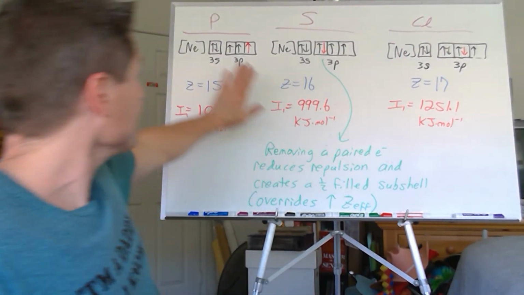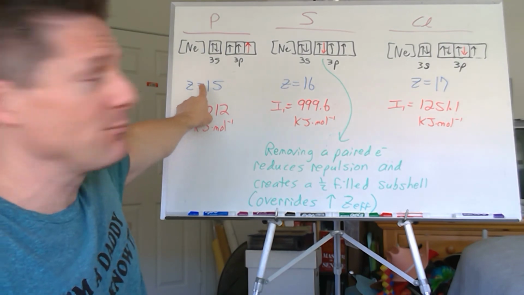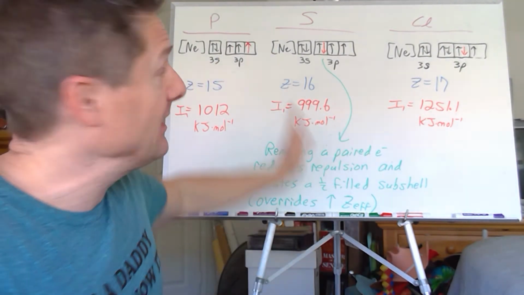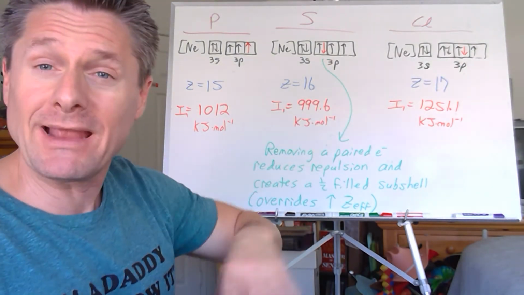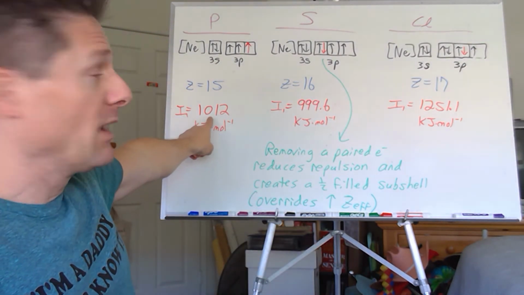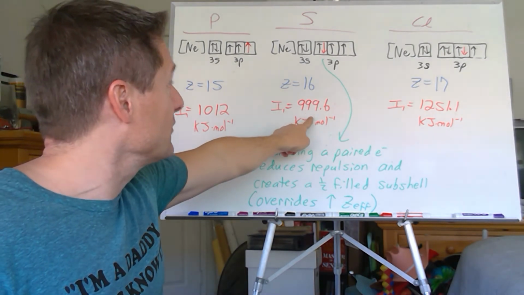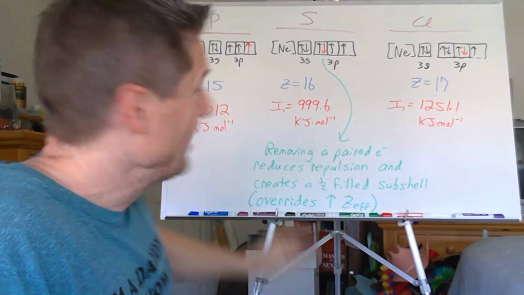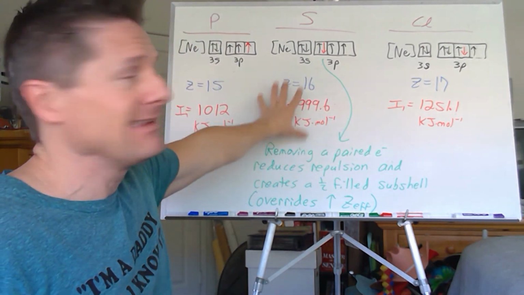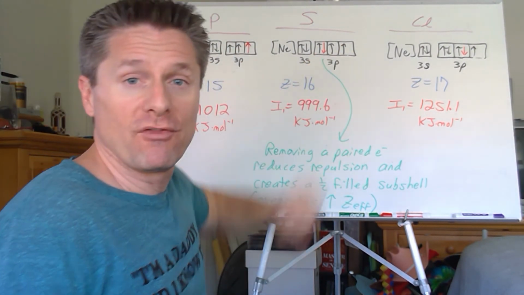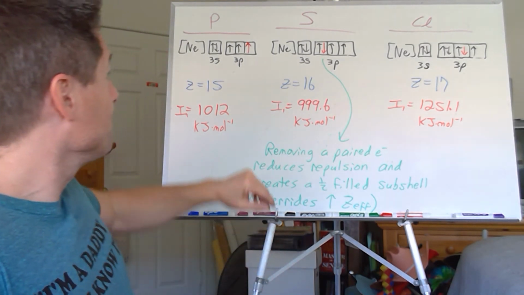So let's look at it. Phosphorus has 15 protons, sulfur 16, chlorine 17. So Z effective is increasing, size decreases. We would expect ionization energy to go up. But it goes from 1,012 and drops down a little bit to 999.6 for sulfur and then pops way up for chlorine. So you see the trend there, but sulfur is an exception. That happens whenever you have a 4th electron in the p subshell. And this is why.